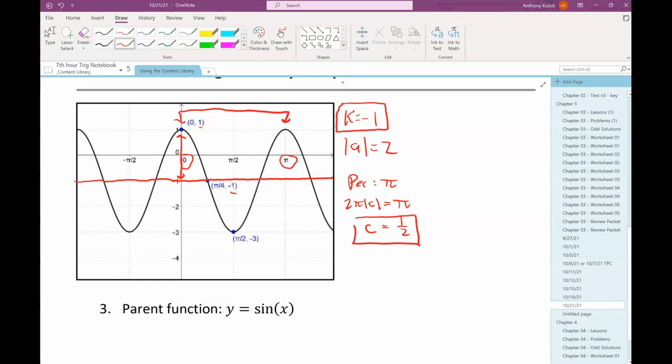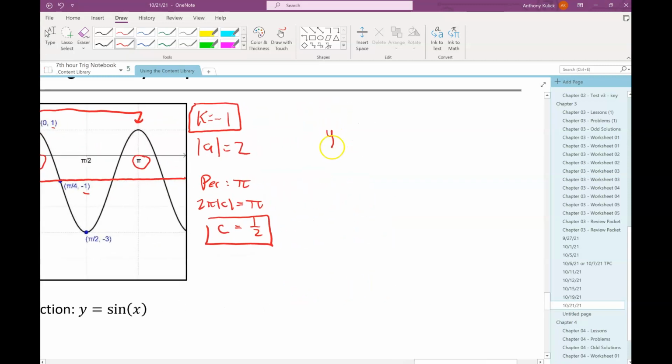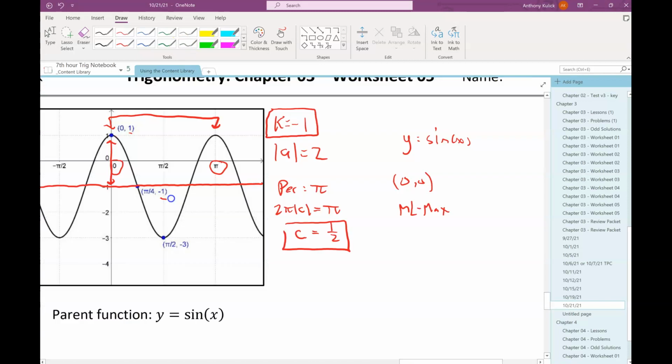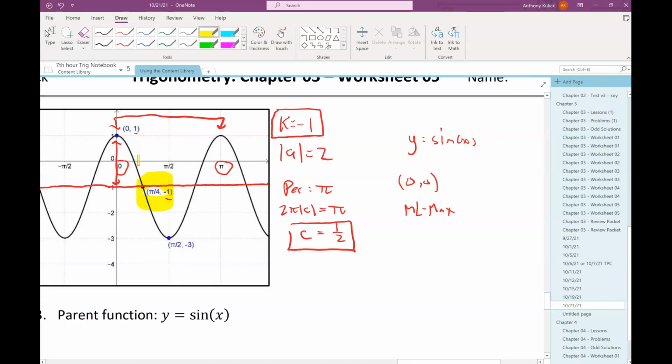So if we want to use sine, I think this question asks to use both. I'm just going to do both on the side. I want to use the midline point 0, 0. And from the parent function, that midline point is followed by a maximum. In this problem, I need to choose a midline point. So that's pi over 4, -1. That midline point, though, is followed by a minimum.